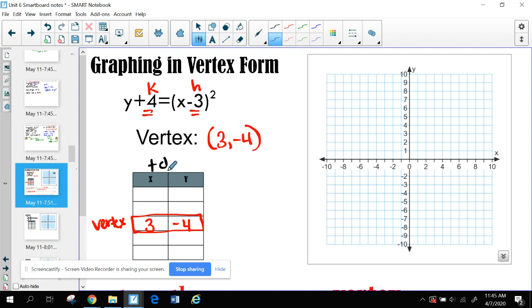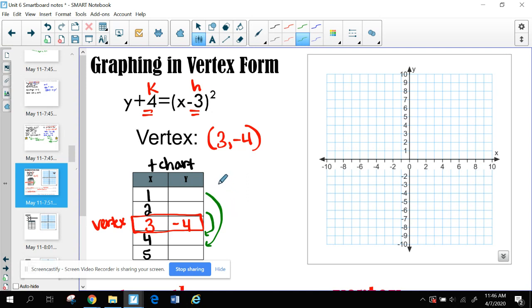Then we just use the t-chart by plugging in x values. So I'm just going to count. If this is 3, I'm going to count down and use 2 and 1, and I'm going to count up to go 4 and 5. I'm then going to substitute these in, remembering that there is symmetry between these y values.